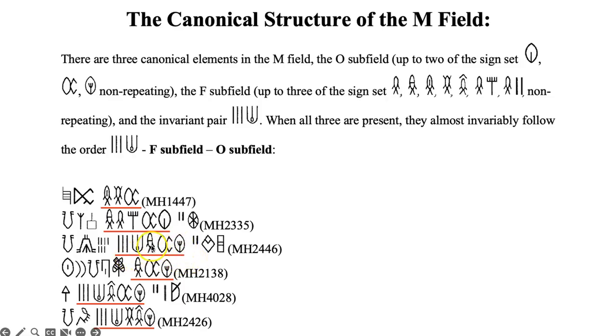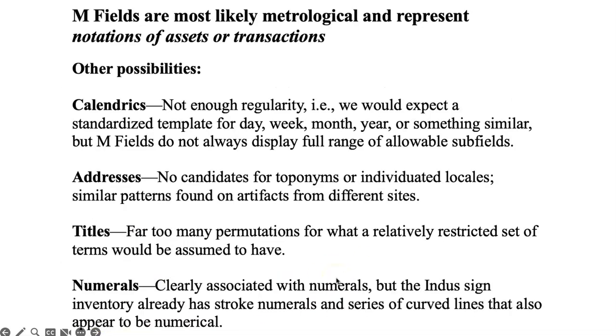It has 2 oval signs, 1 fish sign, and then the invariant pair at the last. Here's one with 2 oval signs, a single fish sign. Here's another. These last 2 are examples of full M fields. So again, 2 oval signs in this one, 1 fish sign, the invariant pair. Here's 1 oval sign, then 2 fish signs, then the invariant pair, and so forth. Okay, so that I think is it.